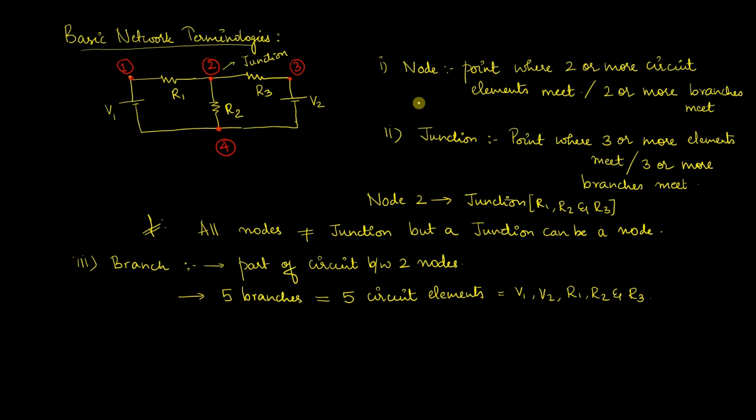So if I have to go to the nodes, let me just list them. I have nodes 1, 2, 3 and 4, whereas junctions are 2 and 4.